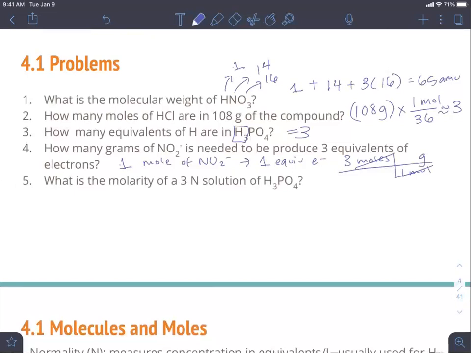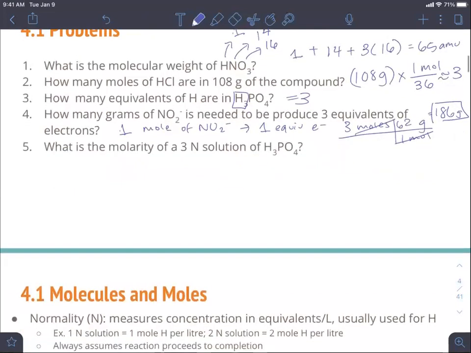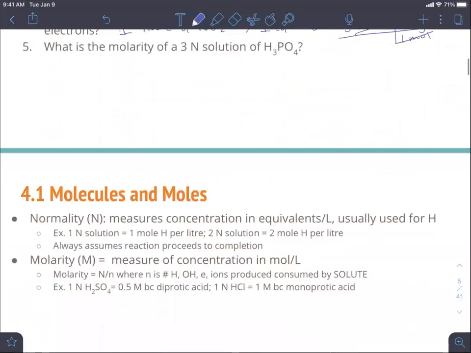Okay, so nitrate has a molar mass of 62 grams. So 62 times 3 equals 186. So 186 grams of nitrate produce 3 equivalents of electrons. All right. And the last question is actually for the next section. I don't know why I put it here. Sorry about that. But we'll go back to it.